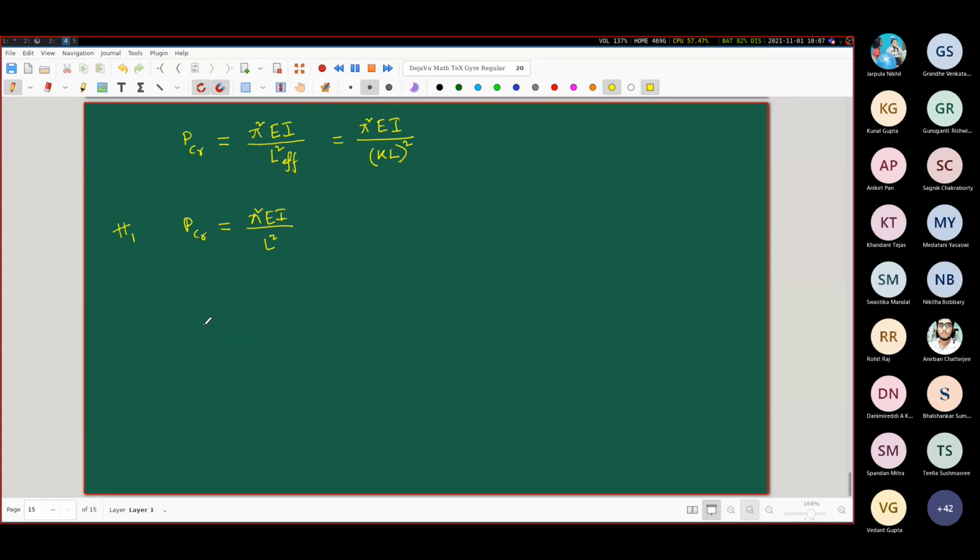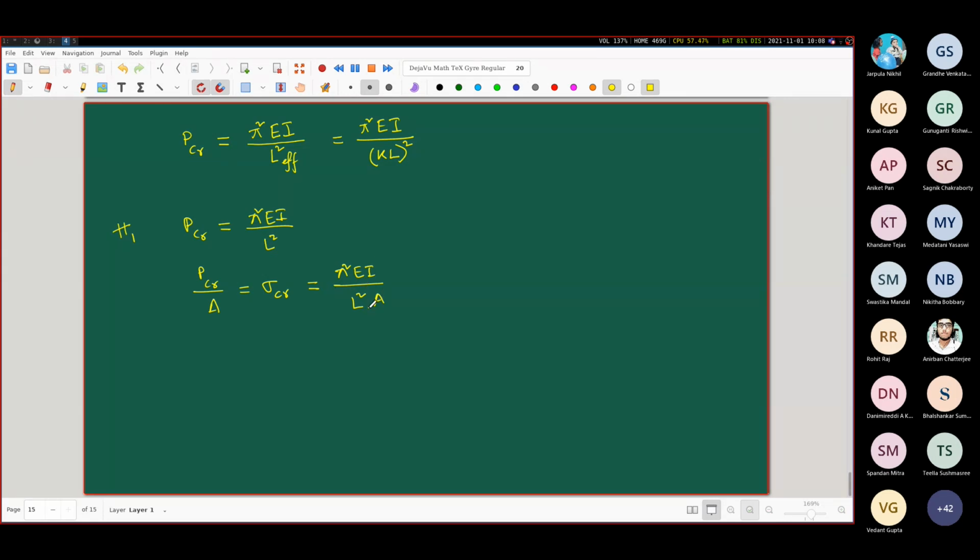Now, what we can do is, at the critical point where it is buckling, when you have this P critical force, we can divide this thing by the area of the column, by the area of the cross section of the column. So if we do that, this thing becomes the critical stress, and that is equal to pi square EI by L square A.